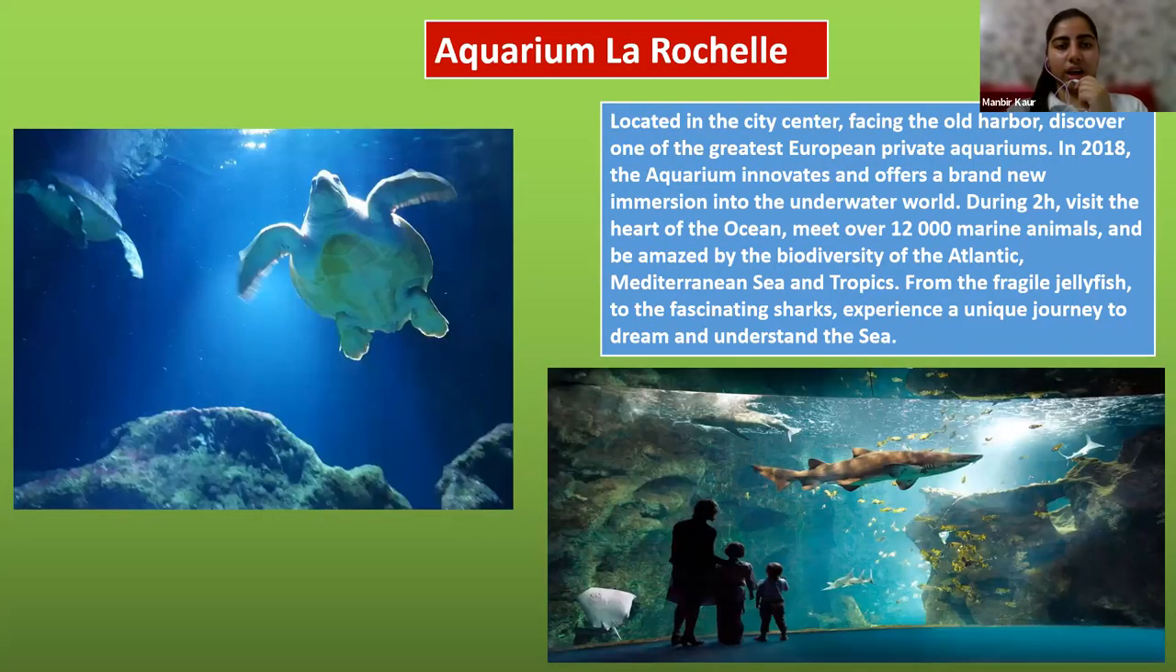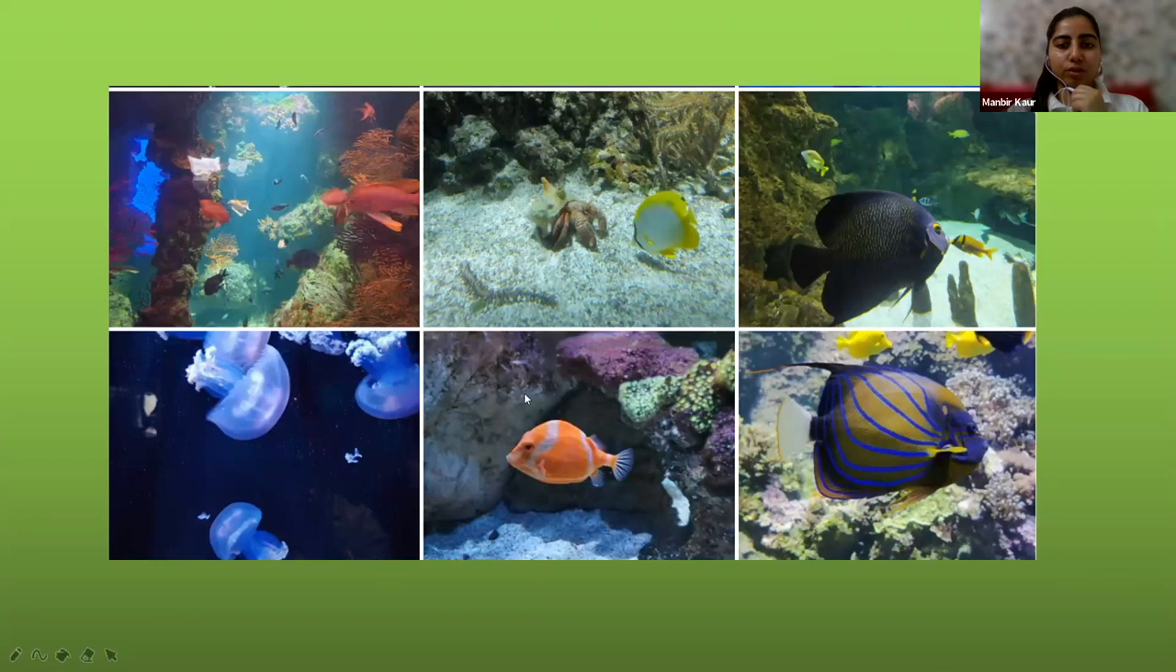So the first here is the aquarium. This is the largest aquarium in the whole of Europe, and this is found only in France. This is the greatest European private aquarium. In 2018, the aquarium innovated and offered a brand new immersion into the underwater world. During the 2-hour visit, in the heart of the ocean, you can meet over 12,000 marine animals, and you can be amazed by the biodiversity of the Atlantic, Mediterranean Sea and the tropics. From the fragile jellyfish to the fascinating sharks, you can experience a unique journey to dream and understand the sea. Here you can see some of the classic animals.